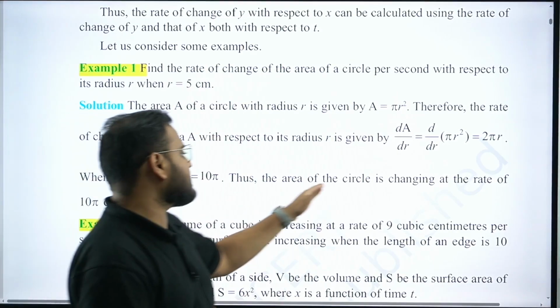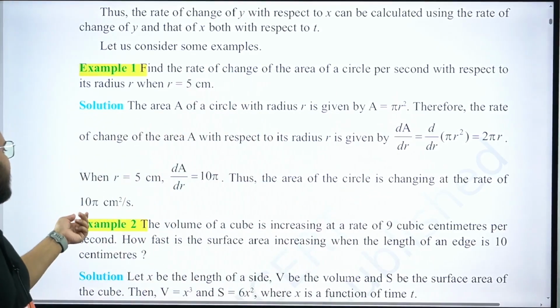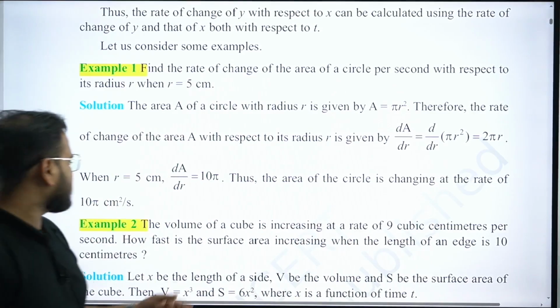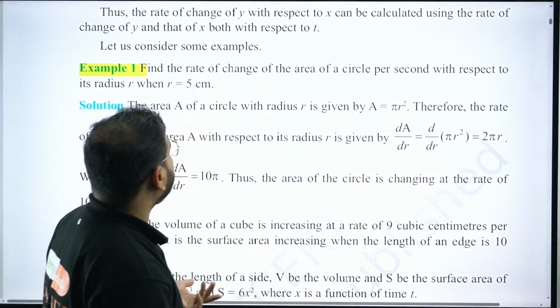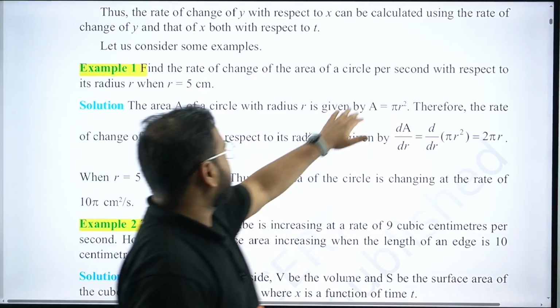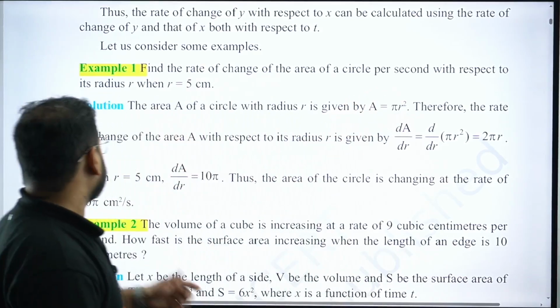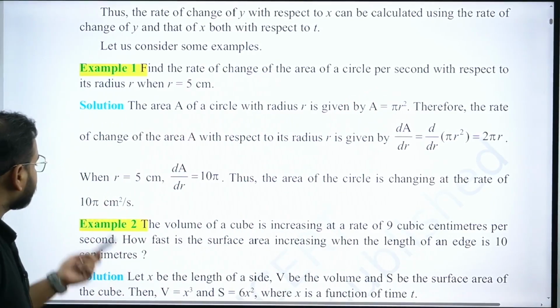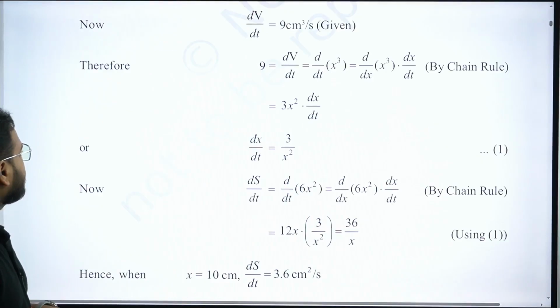It means the circle's area is increasing at a rate of 10 pi centimeter square per second, not per centimeter, because the time given is specifically seconds. So please solve example number 1 and example number 2.